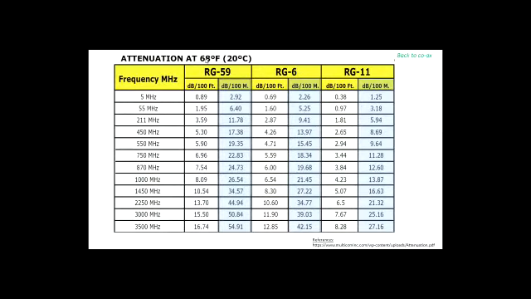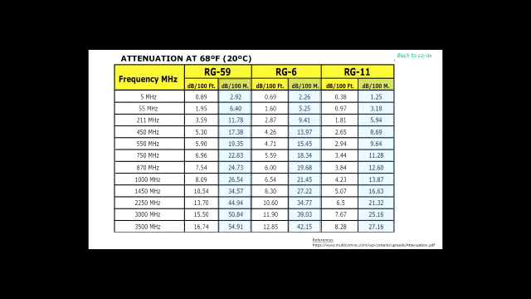Attenuation. And of course, there are conditions, 20 degrees Celsius or 68 Fahrenheit. And there are frequencies here: 5 megahertz, 55 megahertz, and so on. The frequencies go up. This is the lowest frequency that we're studying here, and this is the highest. And there's the attenuation, which is basically the signal loss, the signal deterioration. So per 100 feet. Okay.